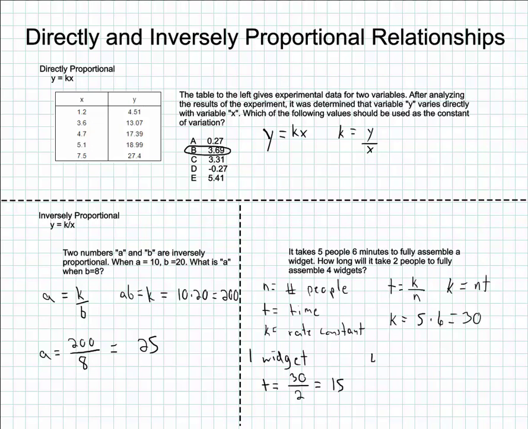So for 4 widgets, we'll take 15 times 4. And that's going to give us 60 minutes, or 1 hour.